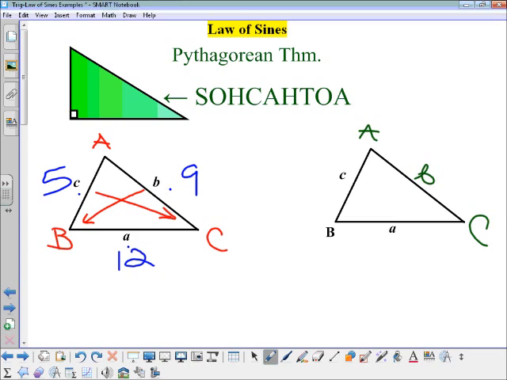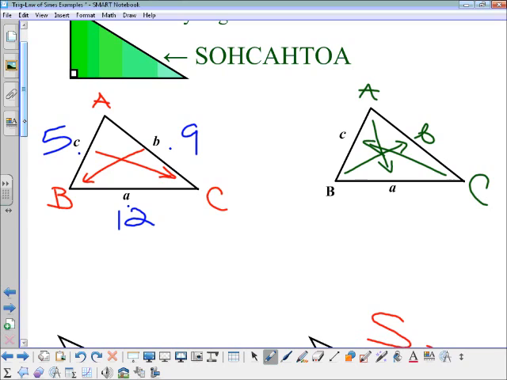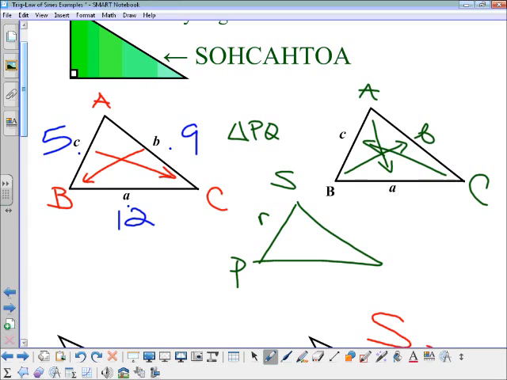And again, you can tell which parts go where. Side A is opposite angle A. Side B is opposite angle B. Side C is opposite angle C. So if they use PQRS, it doesn't matter. If they give you P, little r, and S, and they tell you it's triangle PQ, whoops. I just said PQRS, which is four things, so I'm going to change it to PRS.